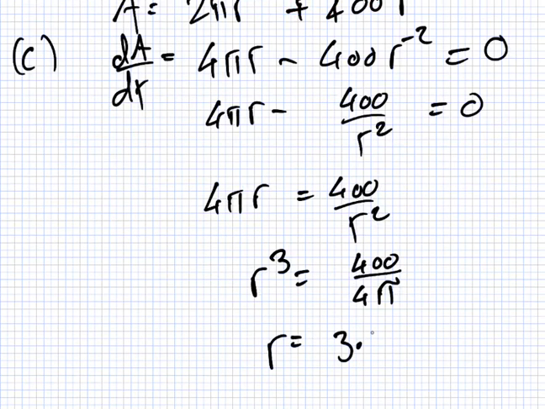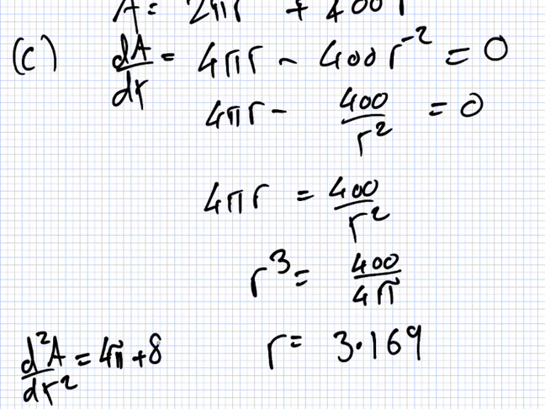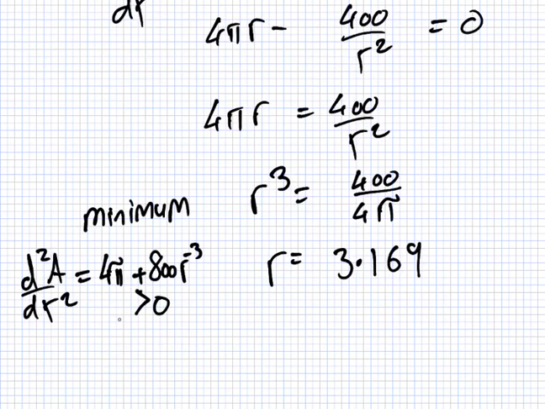And I got r is 3.169. Double check that this actually is a minimum. So a quick check here that this is a minimum. The second derivative will be 4 pi plus 800 r to the minus 3. Is that positive or negative for this value of r? What do you think? Positive or negative for this value of r? What is it? Come on. Positive. So if it's positive, what type of solution is that? Minimum. Yeah, minimum. Yeah, that's what you did, not what you said.